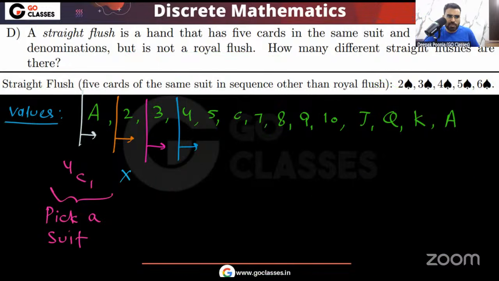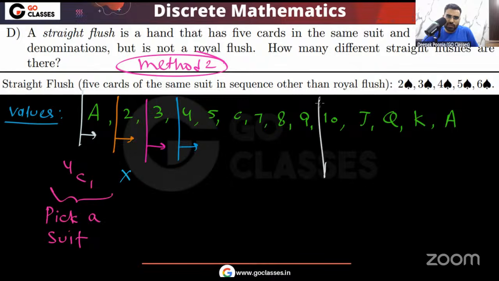Now let's see method number 2 to solve this question. See, method 2 is also very simple. You can see first we will pick a suit, because a straight flush is a 5 card hand, 5 cards all in the same suit. So first you pick a suit. Once you pick a suit, then for that suit we need 5 consecutive cards, or I can say 5 consecutive values, correct? Okay, so you can see the starting value can be ace, or the starting value can be 2, or the starting value can be 3, and so on and so on.